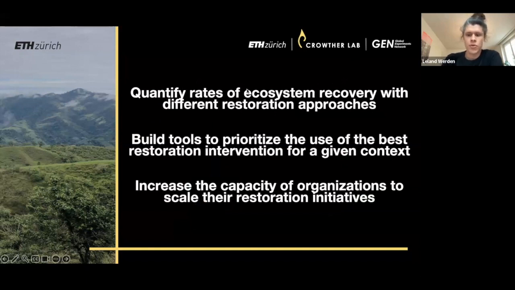And we do this in many ways. And just briefly, our main foci so far are looking at the different rates of ecosystem recovery with different approaches, building tools to prioritize the use of best restoration tools for certain contexts, and then also doing a lot of capacity building workshops where we help organizations that need a bit of help designing things like nurseries to understand how they can scale their initiatives and then connect with other scientists and practitioners that are working in those areas.